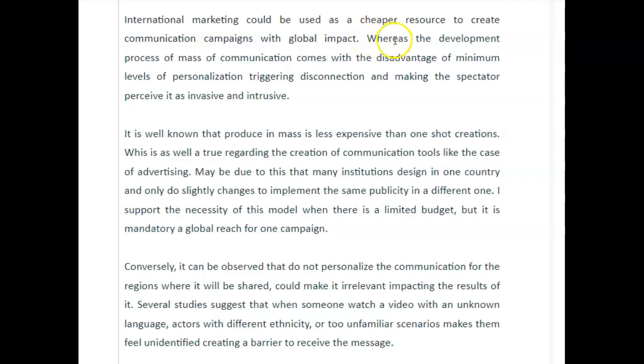So let's try that. However, the development process of mass communication comes with the disadvantage of minimal personalization, comma, triggering disconnection and making the spectator perceive it as invasive and intrusive. All right, now when I read it like this, I kind of understand what you're saying, but I do feel like you rushed into this a little too quickly.